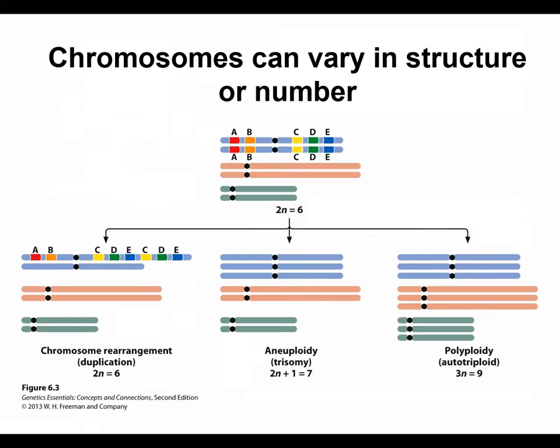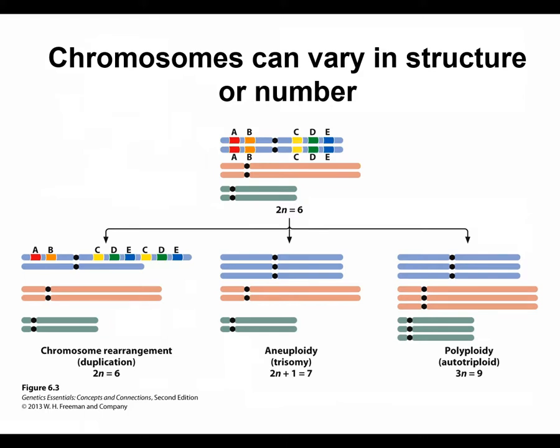And there's really three categories. You can have chromosome rearrangements, so rearrangement within a single chromosome, and the other chromosomes are pretty much unaffected. So that's shown here on the left, chromosome rearrangements. And you have different types of rearrangements here. They're showing what's called a duplication.